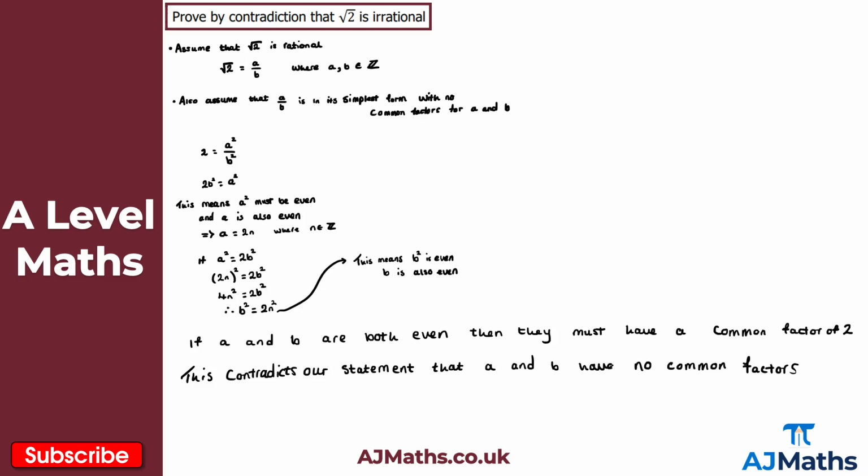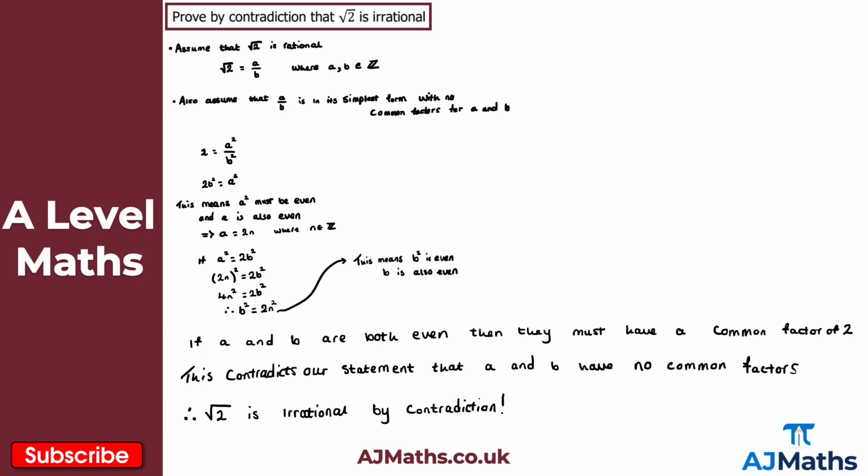So therefore, the original statement here must be true. So in that case, root 2 is irrational. Okay, so therefore, root 2 is irrational. So root 2 is irrational by contradiction. And there we have it.